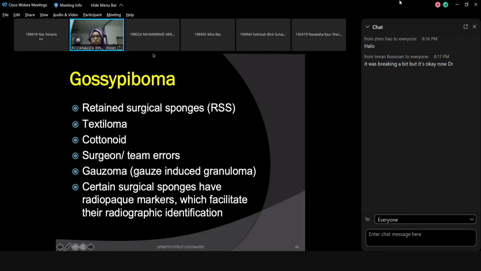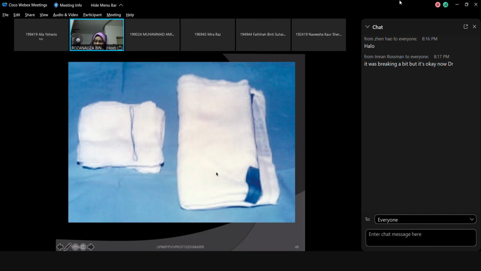Okay. So all these fancy names, the basic thing is actually retained surgical sponges. Okay, it can be cottonoid or any type of textile gauze. Certain surgical sponges come with a very special marker, a radio-opaque marker. This can be facilitated during abdominal radiograph. So it has this blue line. They are pretty expensive, more expensive than the normal gauze that you use.